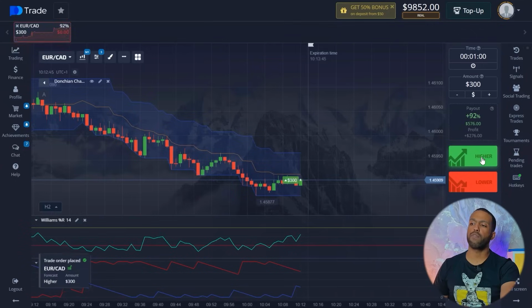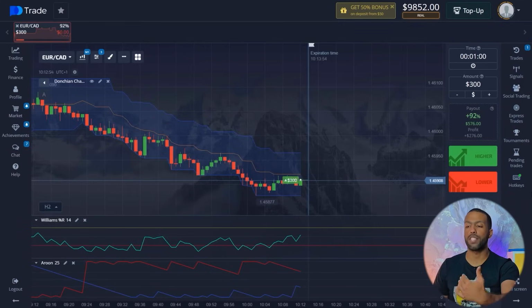And I made an up trade for $300 for 1 minute. And the price is rising again, but more importantly in this case, the Williams line is also growing, giving a signal of a possible continuation of the upward movement. And let's observe our trade and continue with our topic.